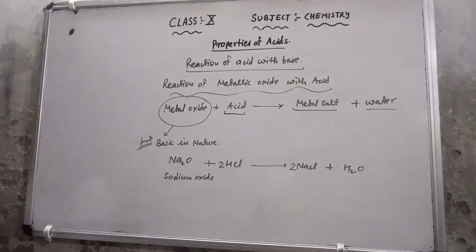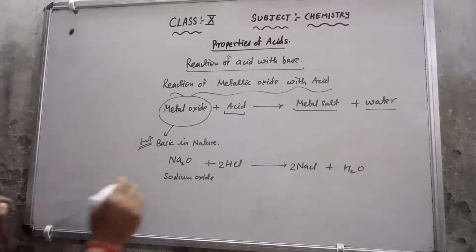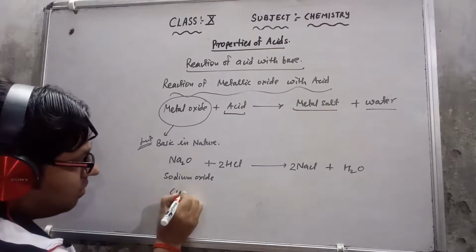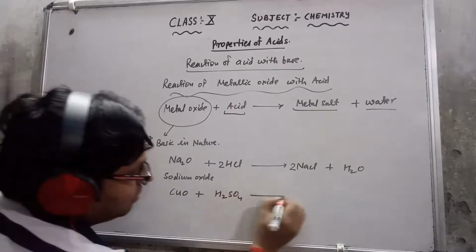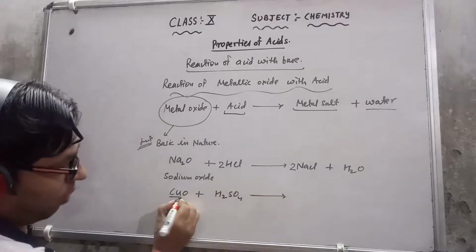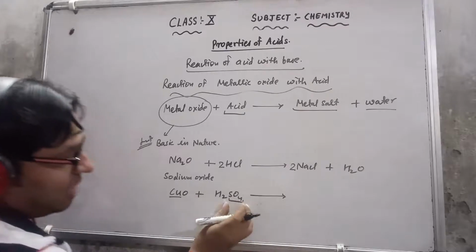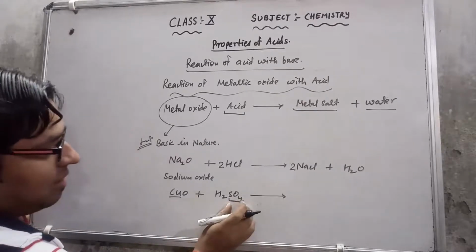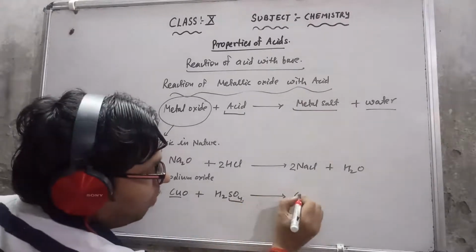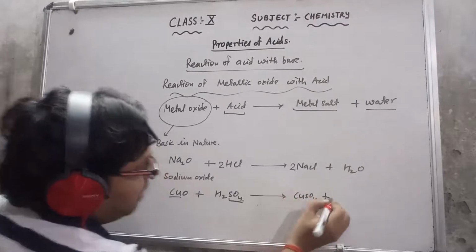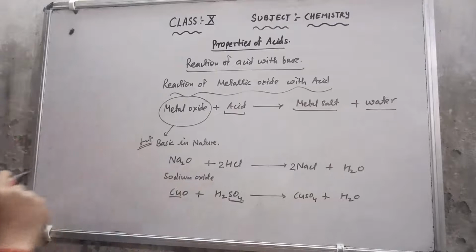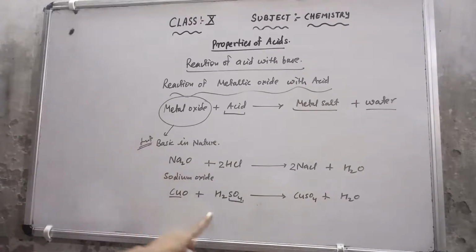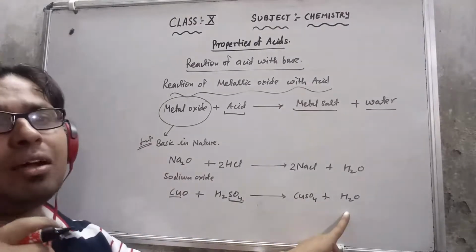Same, suppose I discuss another example. I am having CuO, copper oxide. CuO reacts with sulfuric acid, this is H2SO4. So the metal is copper and its sulfate, this is SO4. So copper reacts with sulfate to give us copper sulfate, which is a salt, and releases a water molecule. That means copper oxide reacts with acid to give us copper sulfate and water molecule.